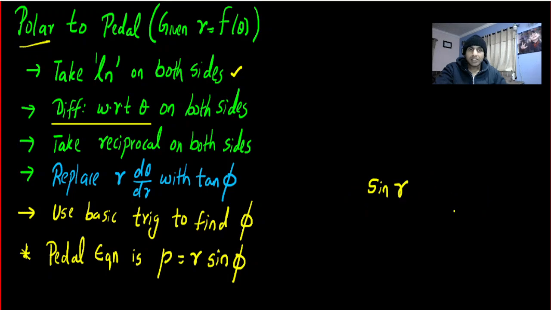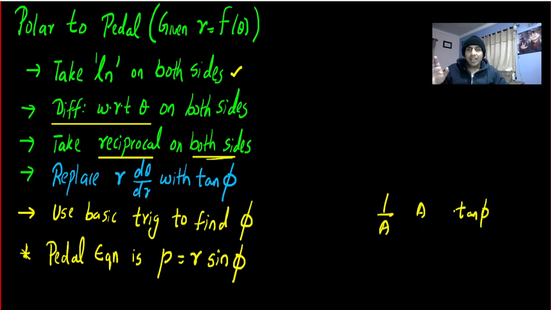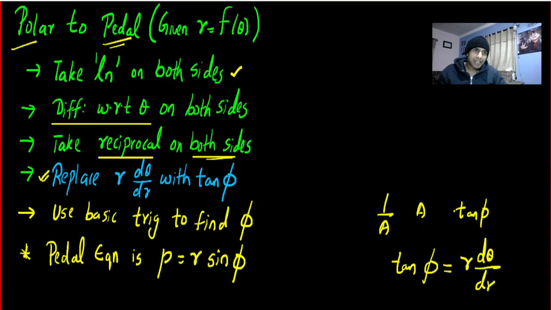Okay, now the third step, come on, you know that. Take reciprocal. So if you see 1 by a, the reciprocal is a. If you see tan phi, the reciprocal will be cot phi. So just take reciprocal on both sides. And now this is from the basic polar and pedal conversions. You don't have to learn the proof, but you have to understand tan phi is nothing but r d theta by dr. If you're an engineering student, you don't have to go and search behind all these proofs. You can just trust tan phi equal to r d theta by dr. But if you're doing pure mathematics, I'll strongly recommend go for the proof.